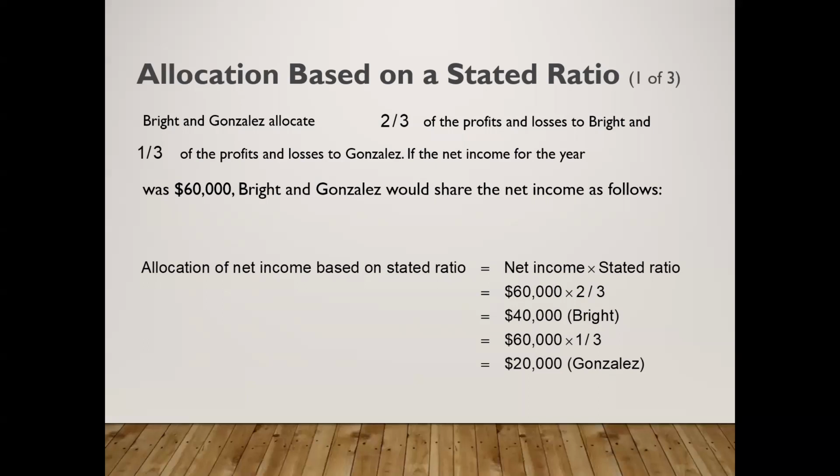The allocation of net income based on stated ratio is equal to net income times the stated ratio. So the allocation to Bright would be $60,000 times 2/3, which is $40,000 for Bright. And the allocation to Gonzalez would be $60,000 times 1/3, which is $20,000 for Gonzalez.